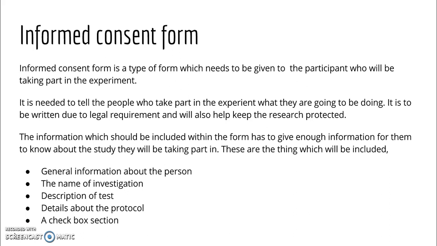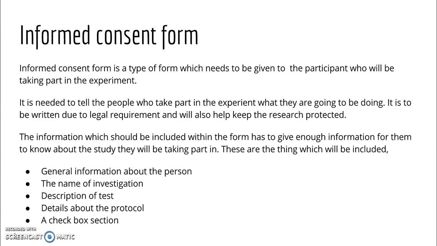It is needed to tell people who are taking part in the experiment what they're going to be doing, such as the protocol. It is to be written due to legal requirements and will also keep the researcher protected. The information included within the form has to give enough information for them to know about the study they will be taking part in.